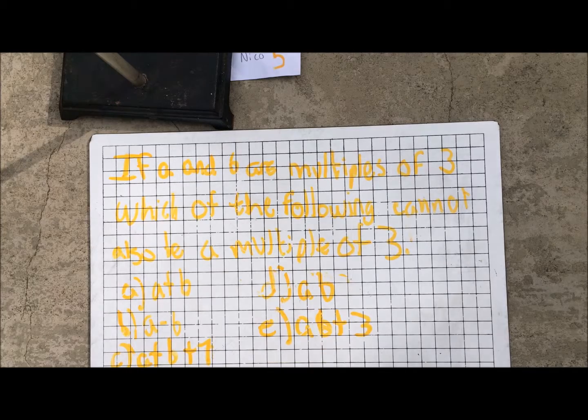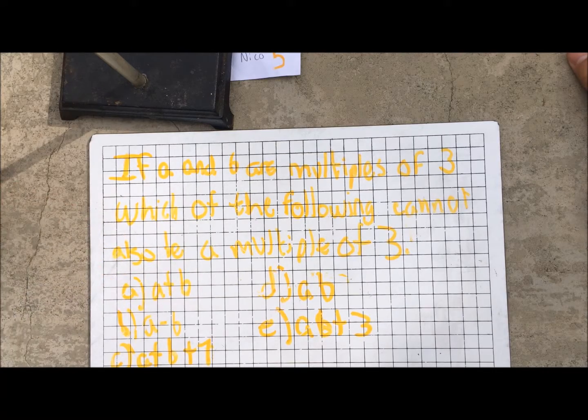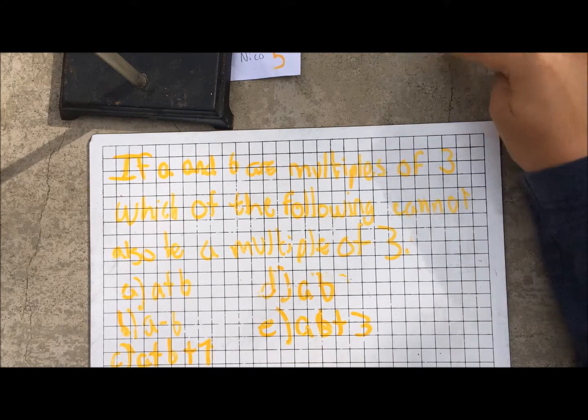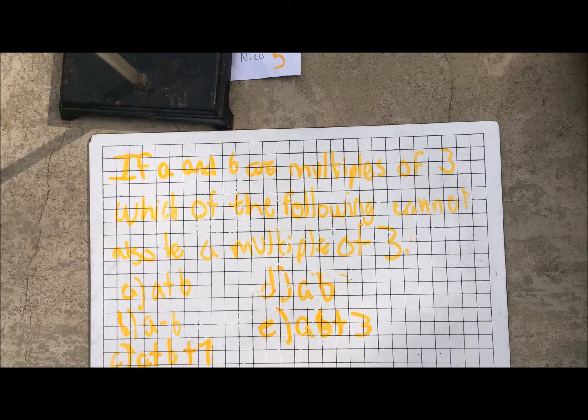Okay, so just by looking at this problem, I can tell that the real answer is C, because here the multiples of 3 are adding up. If you add up multiples of any number, they will add up to be multiples of the same number. So let's say multiples of 2, like 4 and 8. If you add them up together, it would be 12, and that's still a multiple of 2.